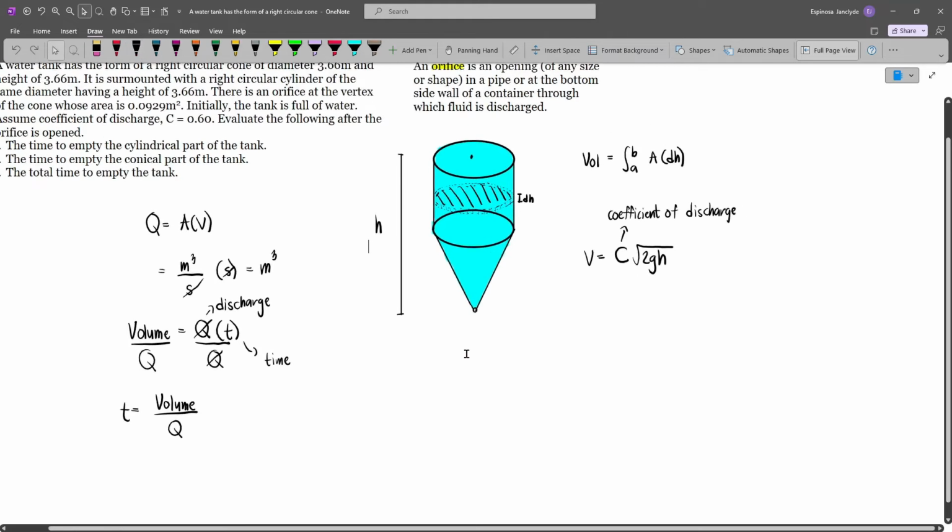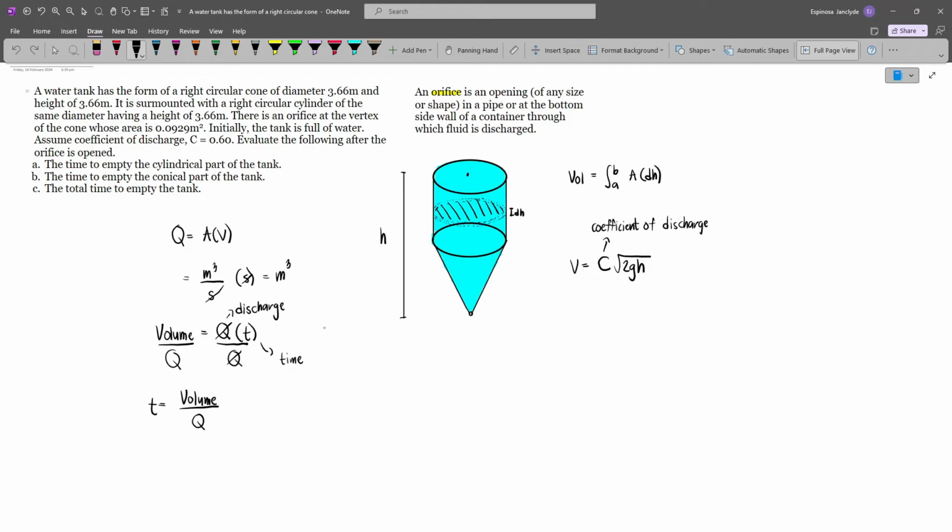By the way, let's just label our dimensions. Yung height daw ng right circular cone is 3.66. So this is 3.66. And then yung height ng cylinder is also 3.66. Yung height dito is 3.66. And then dito naman, that's 7.32. And then yung diameter ng cross-section natin is also 3.66.